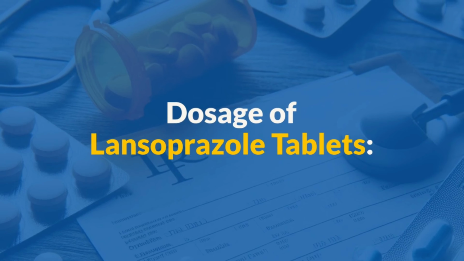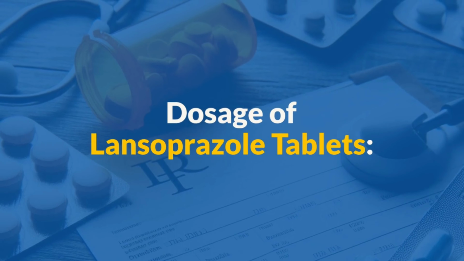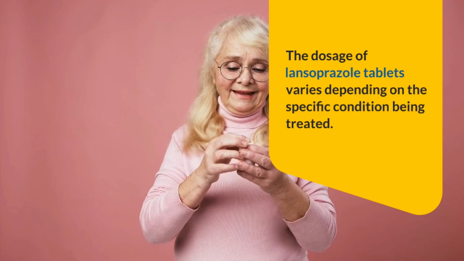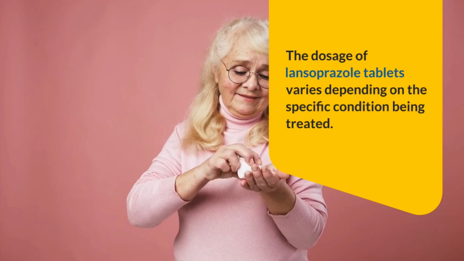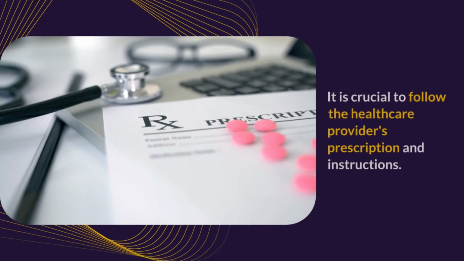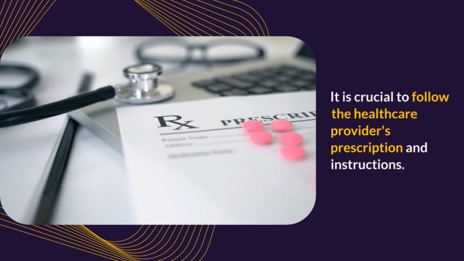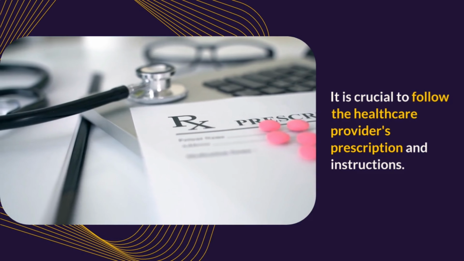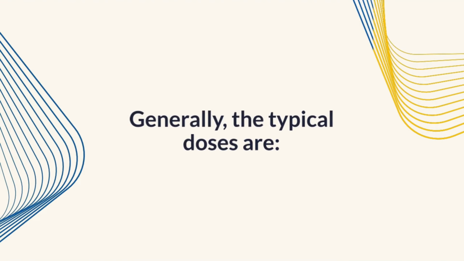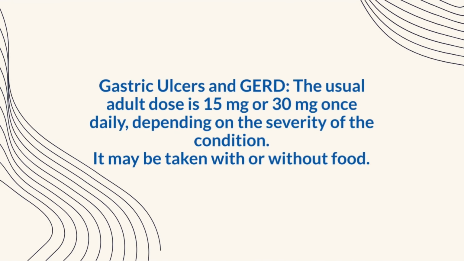Next, dosage of lansoprazole tablets. The dosage of lansoprazole tablets varies depending on the specific condition being treated. It is crucial to follow the healthcare provider's prescription and instructions. For gastric ulcers and GERD, the usual adult dose is 15 mg or 30 mg once daily, depending on the severity of the condition. It may be taken with or without food.